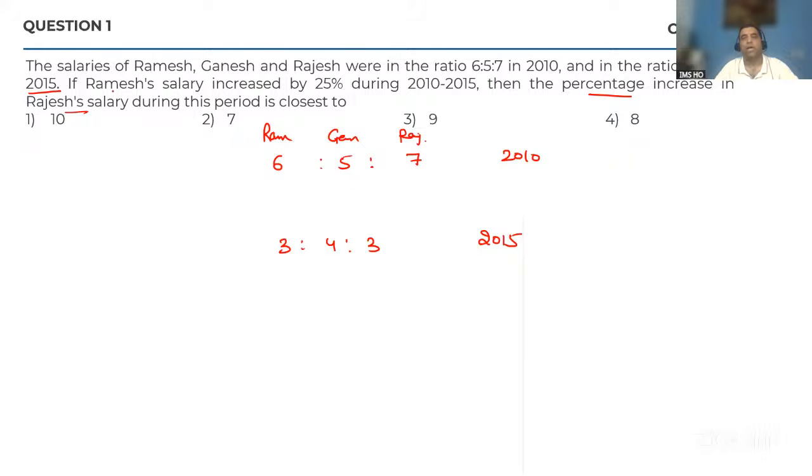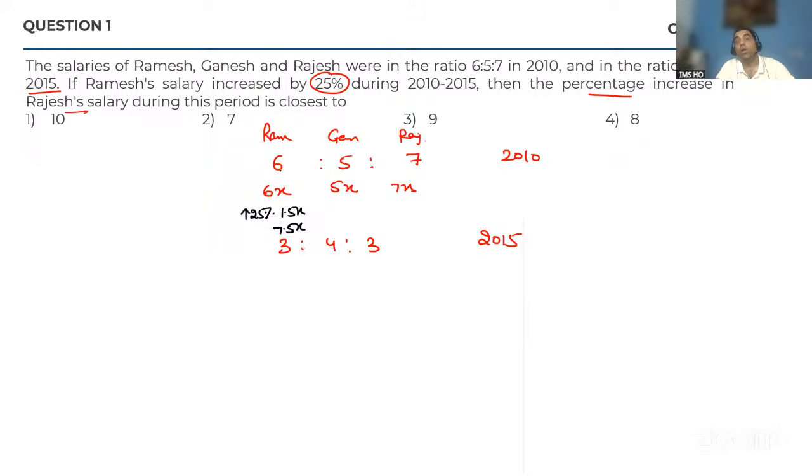Now, one way of looking at it: whenever you come across a ratio, the layman approach says assume this to be 6x, this to be 5x, and this to be 7x because I know the ratio is given. Now, since Ramesh's salary increases by 25%, if earlier it was 6x, there has to be an increase of 25% in that. And 25% of 6x is 1/4 of 6x, which is nothing but 1.5x. Can I say with that increase, Ramesh's salary will become 7.5x?